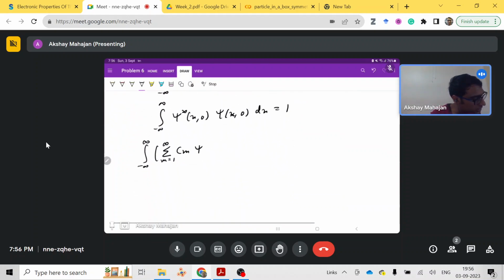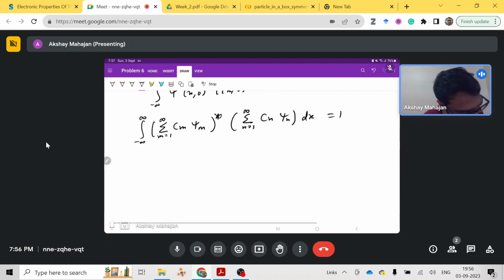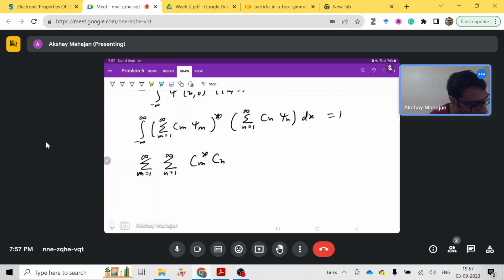And now we will use that thing. The integral of psi m star times the summation of n equal 1 to infinity cn psi n dx has to be equal to 1. So we can take the summation out. We have summation of m equal 1 to infinity and summation of n equal 1 to infinity of cm star cn times the integration of psi m star psi n dx, that is equal to 1.